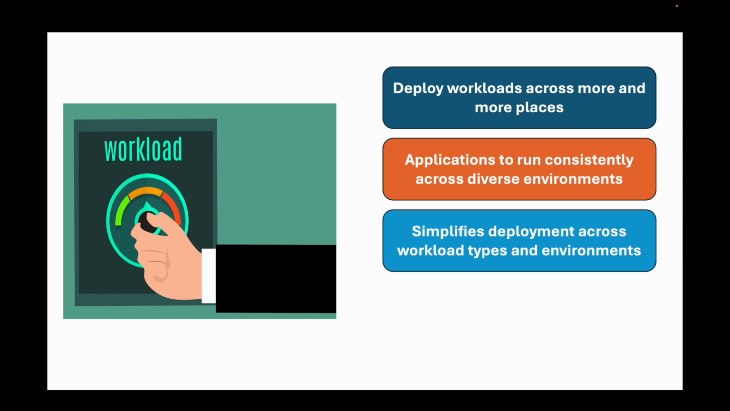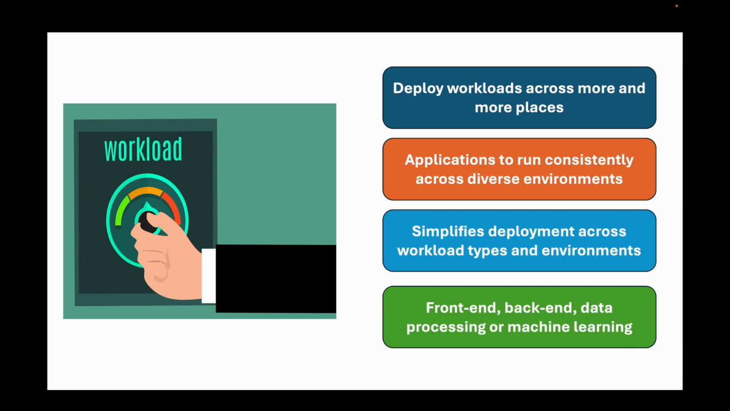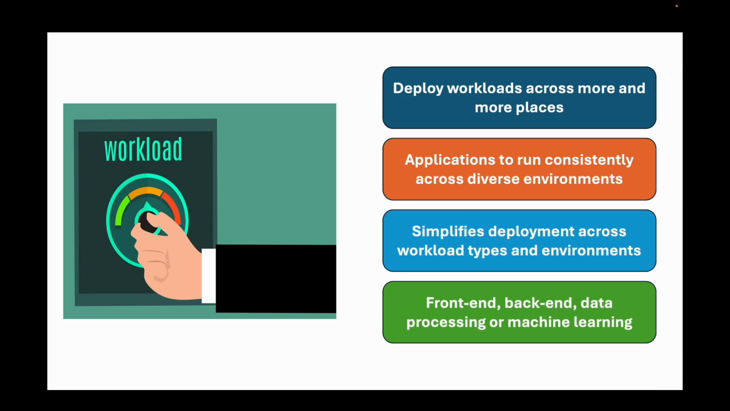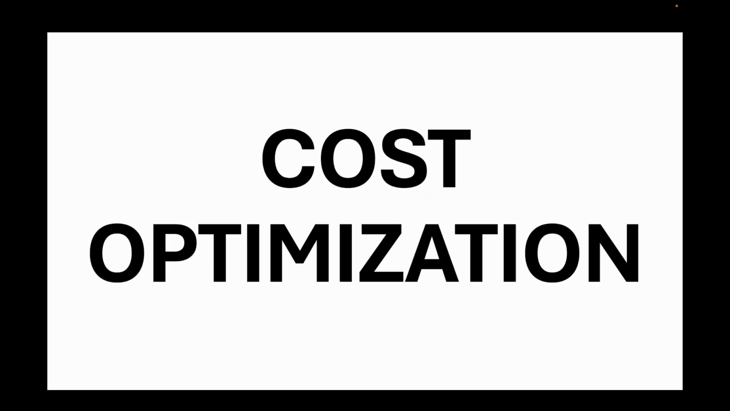Because we have the container image, we just have to run that image on these various platforms, and that will make sure that the deployment looks the same, and it's also much simpler for us to deploy our application. So we can break down the applications into different services. It could be a front end service, a back end service, a data processing service, or a machine learning service. And all of these services will operate consistently regardless of their deployment context. So no matter where we are deploying these services, all of these services will be consistent on any platform that we are running. And then finally, we have the cost optimization.